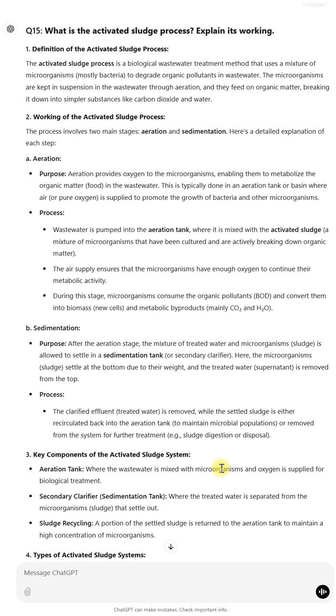2. Working of the activated sludge process. The process involves two main stages, aeration and sedimentation. Here's a detailed explanation of each step.